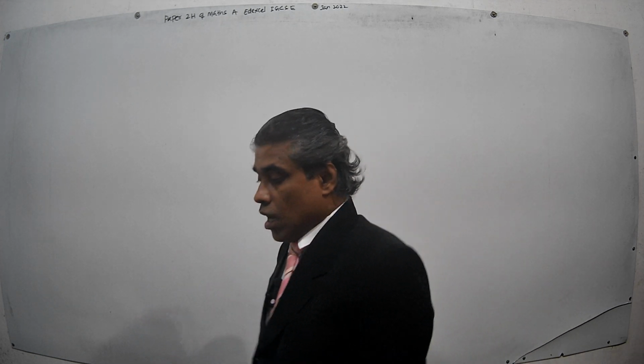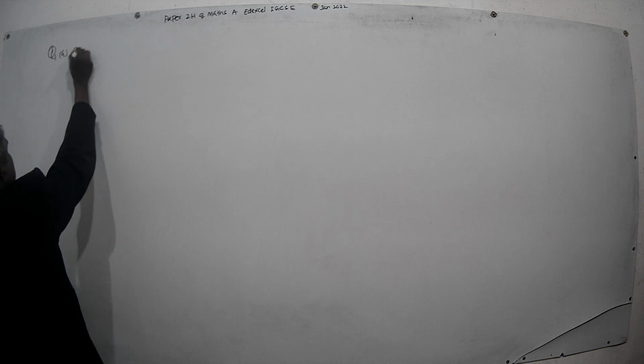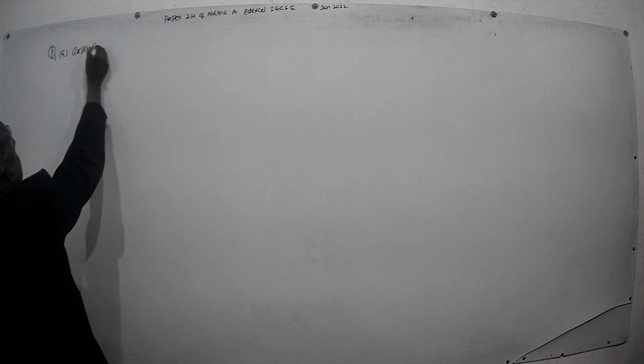Today we are going to do the paper 2H of Mathematics of Edexcel IGCSE January 2022. Right, the first question. Expand and simplify. First question A. Q1A. Expand and simplify.